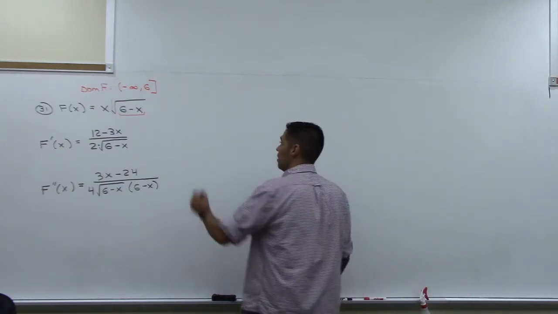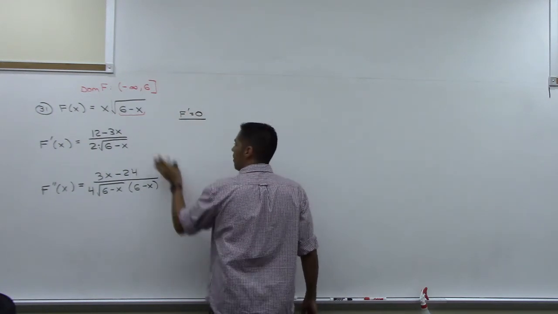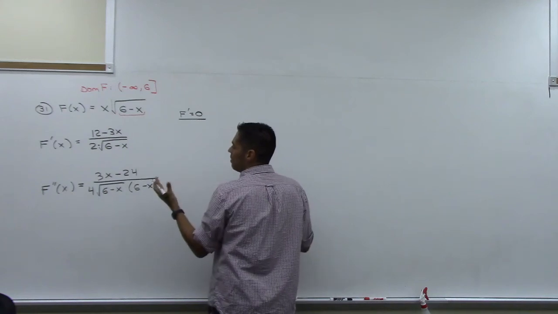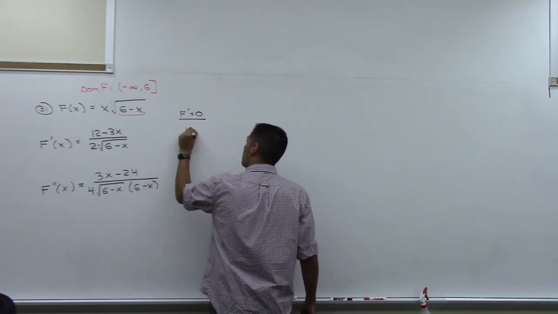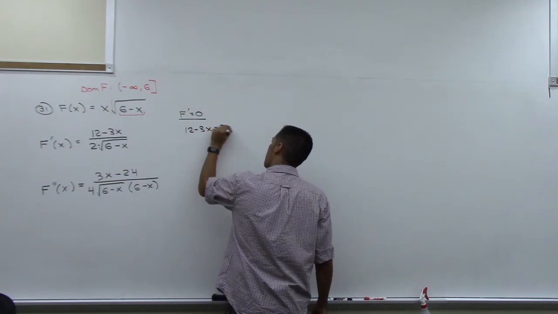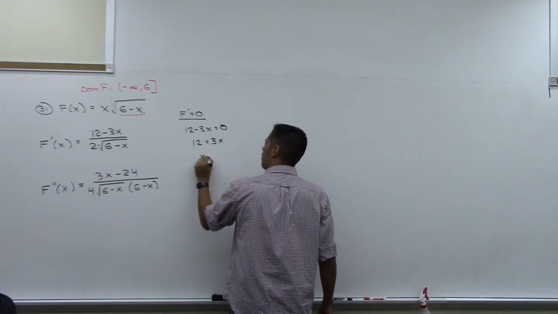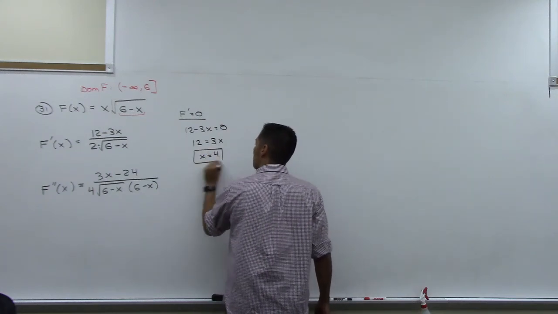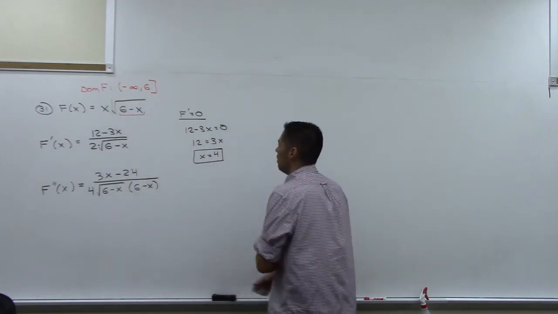And now what I need to do is figure out where the first derivative is 0. And remember, a fraction can only be 0. That's the whole reason I simplified it, because this is nice to set equal to 0. The only time a fraction can be 0 is if the top is 0. And if you move things around, you get x is 4. Now, is x equals 4 in this domain? Yes, so that is a critical number.